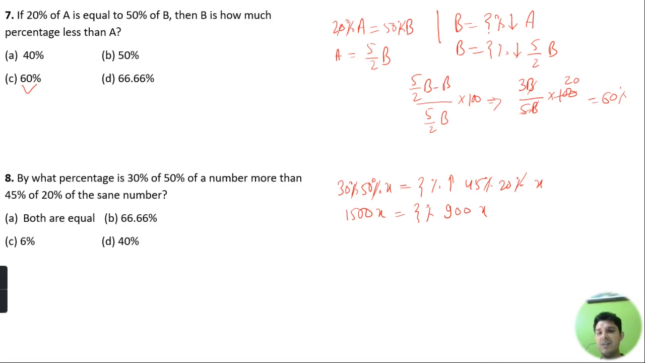1500 of x is how much percent more than 900 of x. So the difference between these two is 600. 600 divided by 900 multiplied by 100, right? If we solve it, the answer of this question will be 66.66%. That means option B will be the right option.